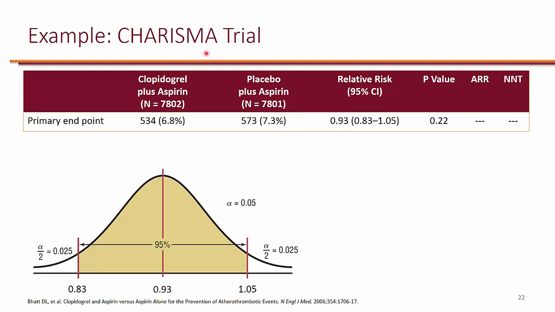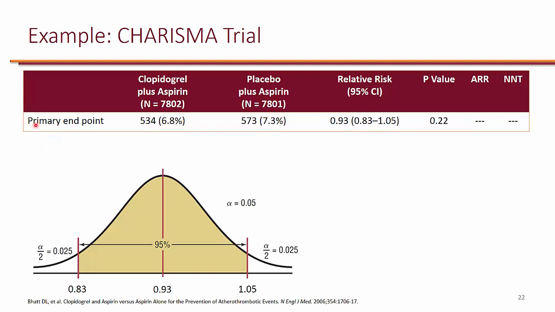Now let's look at some real example. So here I'm showing you the CHARISMA trial that was published in the New England Journal of Medicine in 2006. So here are your two groups. The control group received placebo plus aspirin, versus the intervention group received clopidogrel and aspirin. Now don't worry about these drugs. I'm just trying to show you the design of the study and how to interpret the results.